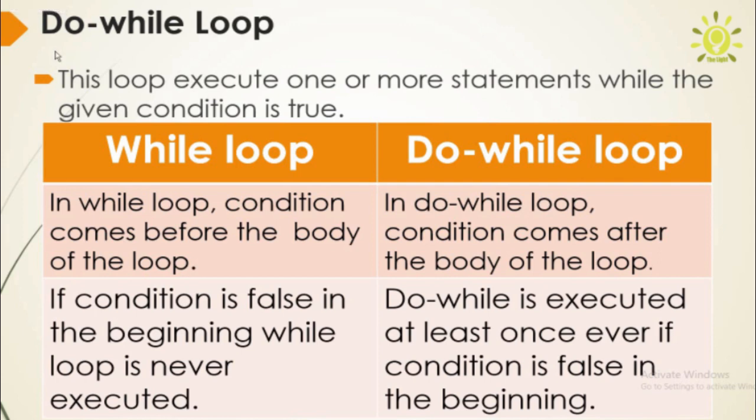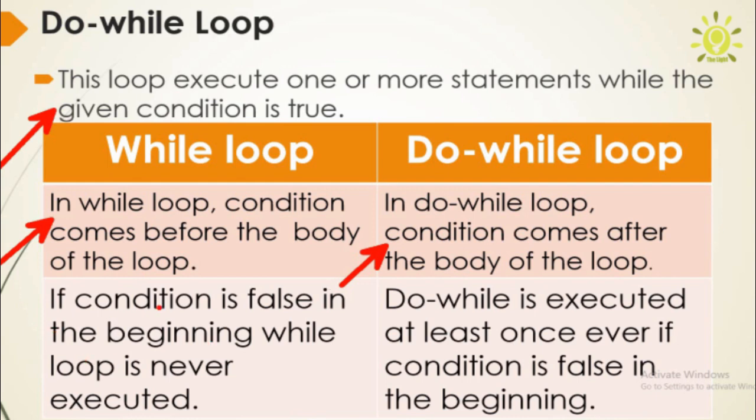So the next one is the do while loop. Guys, the do while loop is an iterative control loop. This loop executes one or more statements while the given condition is true. The basic difference between the while loop and the do while loop is that in the while loop, the condition comes before the body of the loop, but in the do while loop, the condition comes after the body of the loop, and a semicolon will also be placed after the condition.